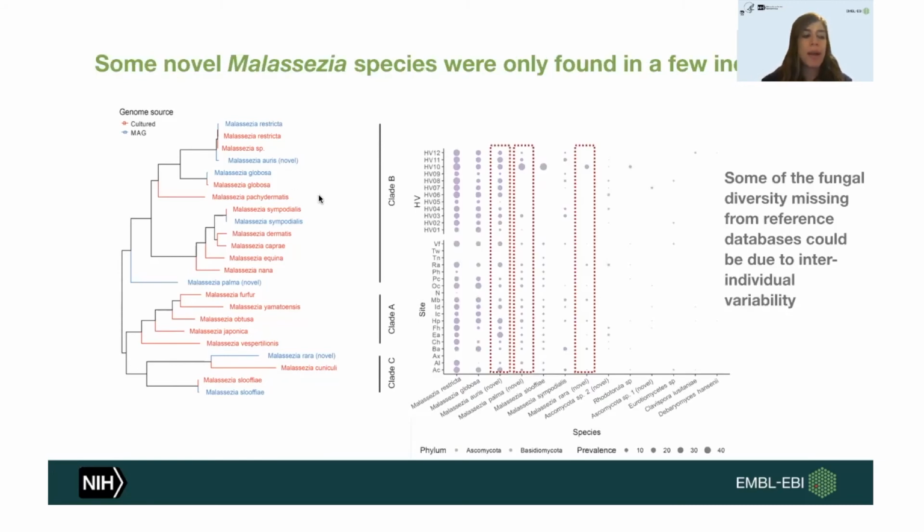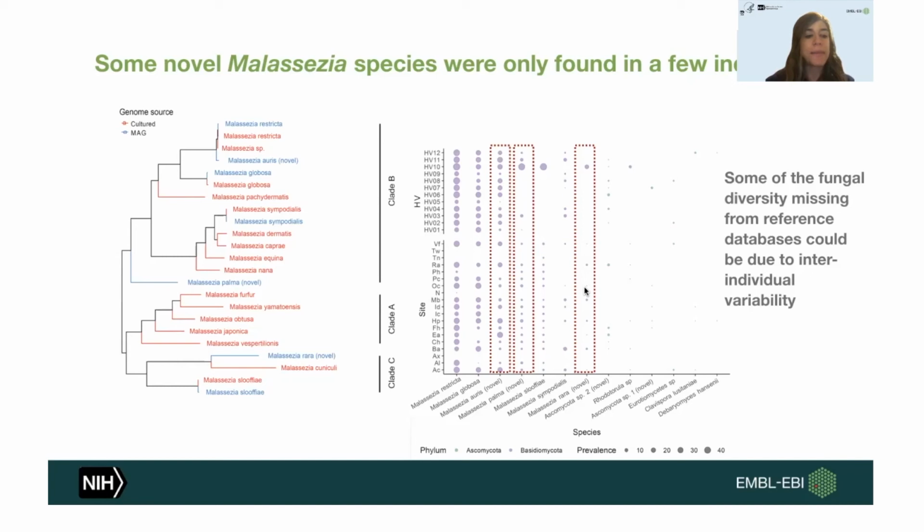And then when we look at the prevalence of these Malassezia species, we find that Malassezia globosa and restricta were detected in all healthy volunteers and in multiple body sites. But the novel Malassezia species fall into 3 classes. The first class is ubiquitous across all healthy volunteers and many body sites. The second class is found in a few healthy volunteers and in many body sites of those healthy volunteers. And the third class is only found in 1 healthy volunteer and in a few body sites of that healthy volunteer.